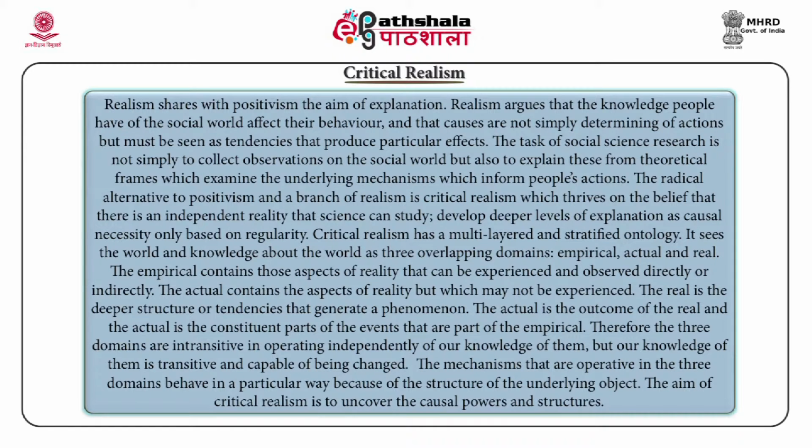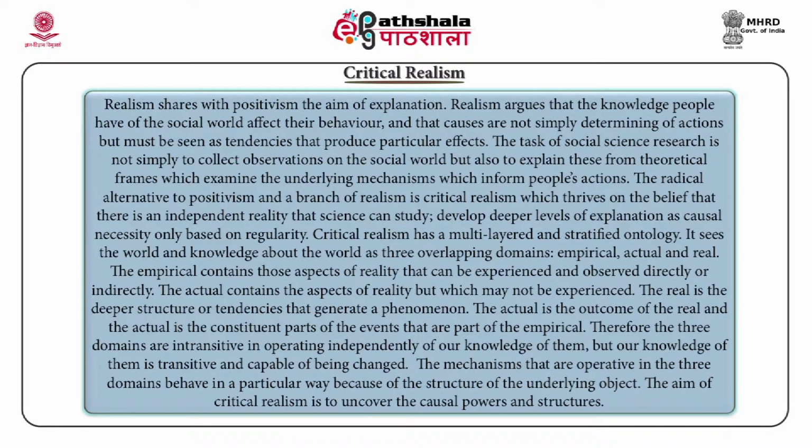The radical alternative to positivism and a branch of realism is critical realism, which thrives on the belief that there is an independent reality that science can study, developing deeper levels of explanation than causal necessity based only on regularity. Critical realism has a multi-layered and stratified ontology. It sees the world and knowledge about the world as three overlapping domains: empirical, actual, and real. The empirical contains those aspects of reality that can be experienced and observed directly or indirectly. The actual contains the aspects of reality which may not be experienced. The real is the deeper structure or tendencies that generate a phenomenon.